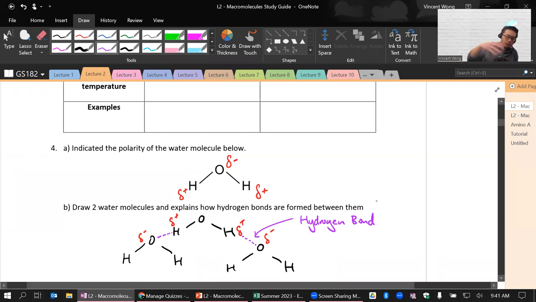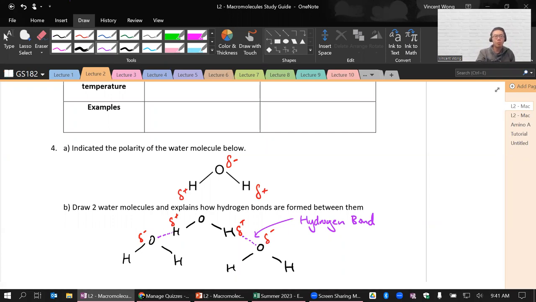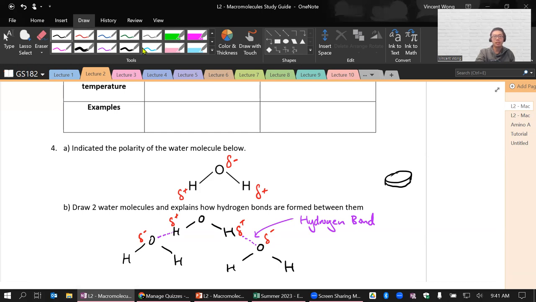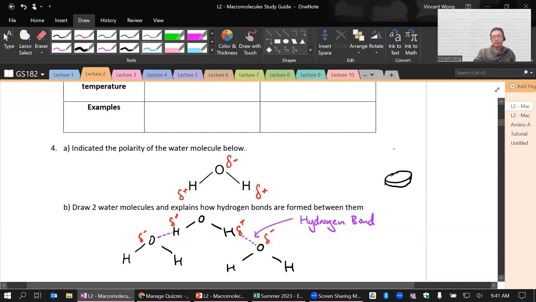Now, this causes water to stick to each other, right? It's the reason why if you have a coin, like a penny or something, well, we don't have them anymore, but maybe you have one somewhere in the bottom of a drawer. If you keep on dropping water on a small coin, instead of spilling immediately, the water will form a little dome, right?